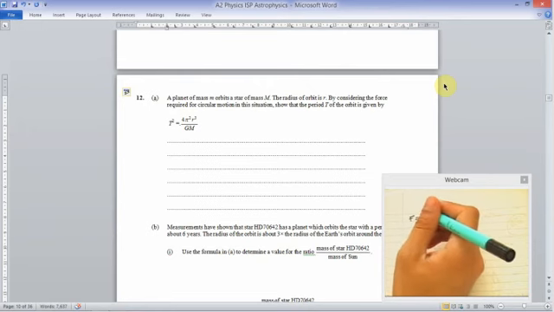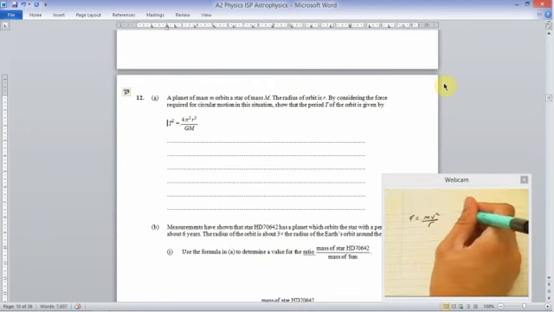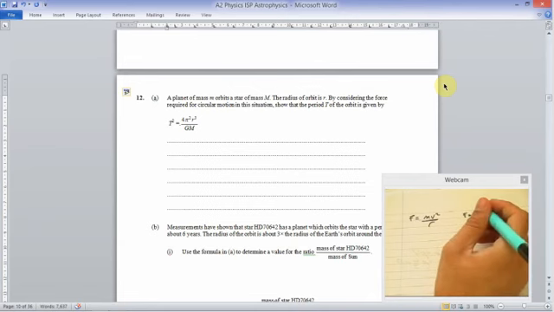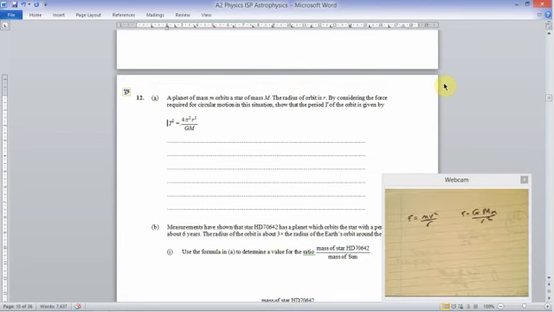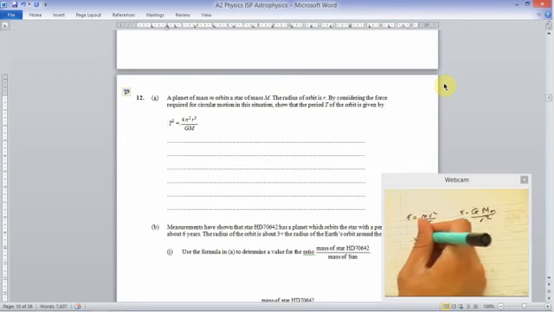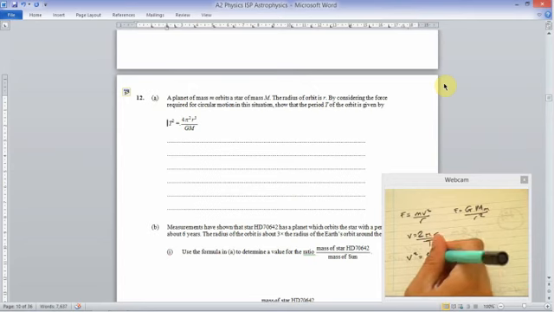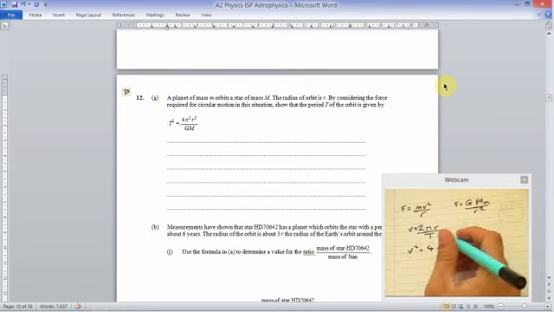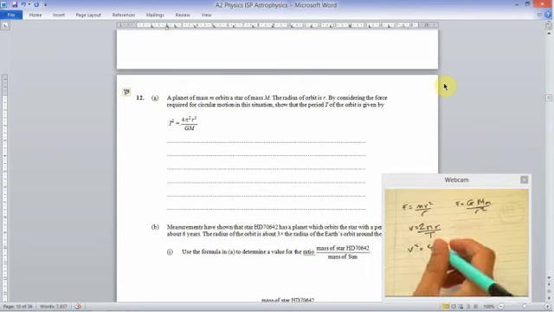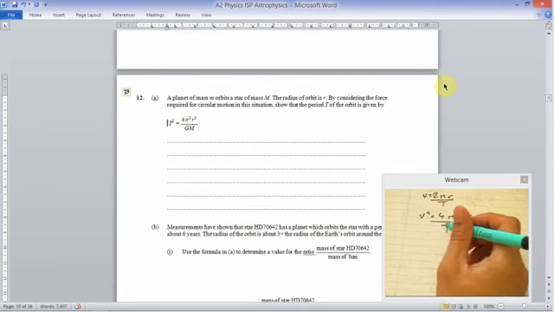Okay, and then we know that the F in this situation is caused by gravity, so it's G big M little m over r squared. Well, we know that V is equal to 2 pi r over t. So V squared is equal to 4 pi squared r squared over t squared. So we need to put that into there.